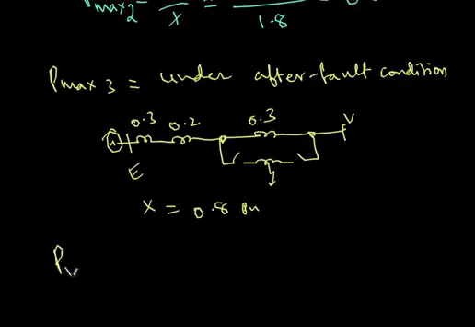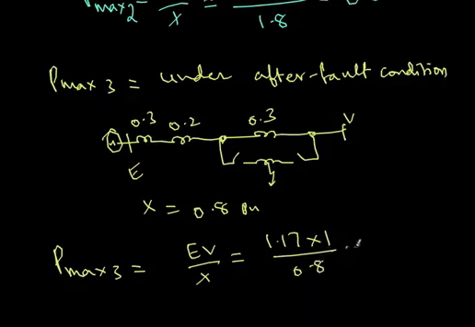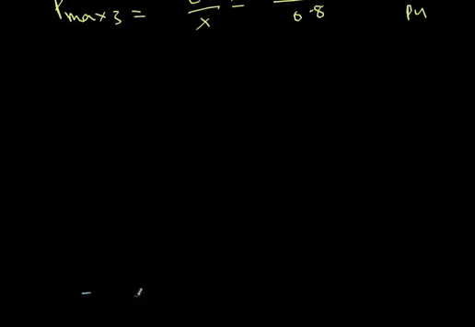So therefore Pmax3 I can find that is EV by X. So that is 1.17 into 1 by 0.8. So this value will be 1.4625 per unit. So I have now three values. So let me diagrammatically show them so that it will become more clear.